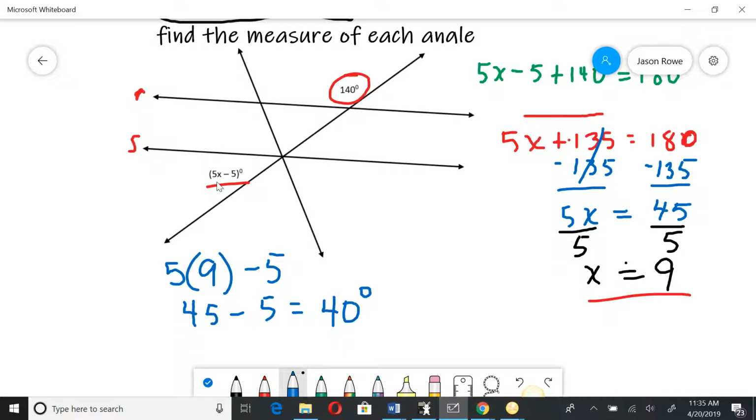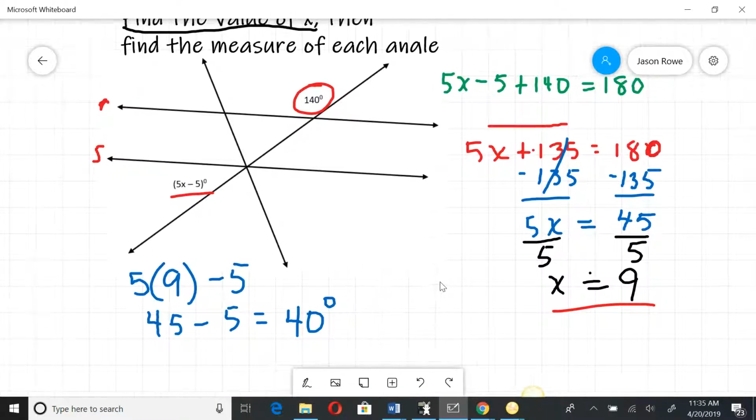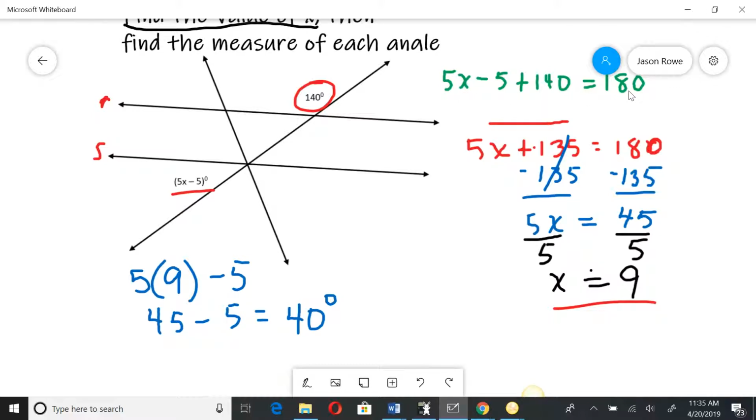So the big deal on this problem is knowing what angle measures you're looking at. We're looking at same side exterior. Same side exterior are supplementary. So then we set up a multi-step equation. We simplify the multi-step equation, then solve the two-step equation that results to get our value for x. And then we use our value of x in the expression for the missing angle. And then that gives us our missing angle measure.